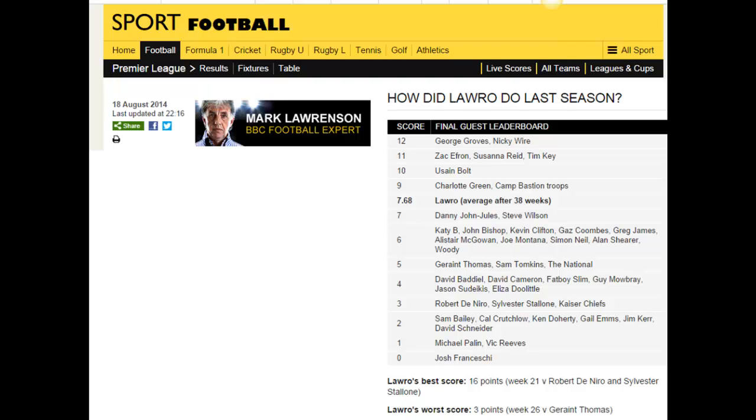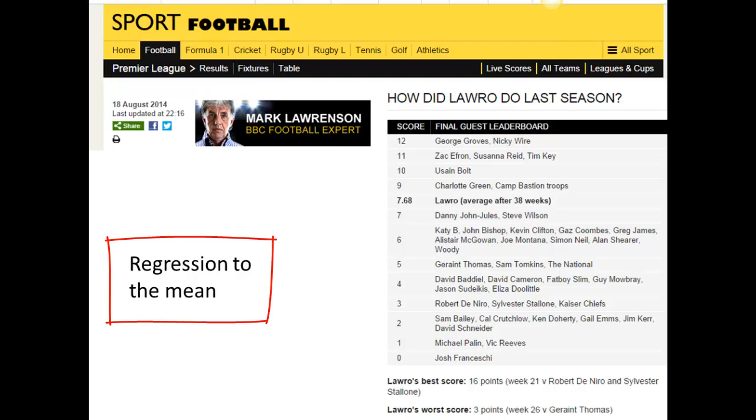In fact, any extreme measure taken from a variable subject to randomness is more likely to be closer to the average if measured again. And that's just because more extreme values are less likely to occur, whereas more likely values, such as those close to the average, are more probable. This is called regression to the mean. So this isn't a fair table for Lawro. He doesn't stand a chance.